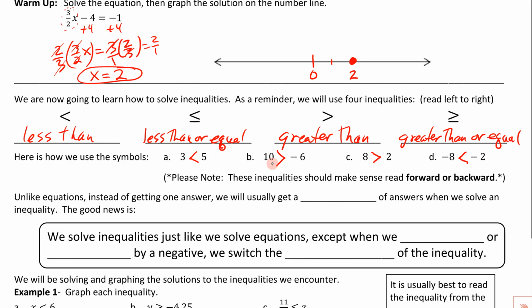-6 is definitely less than 10. And 5 is greater than, see the bigger side here, greater than 3. So whether you read it from left to right or right to left, it should make sense either way.